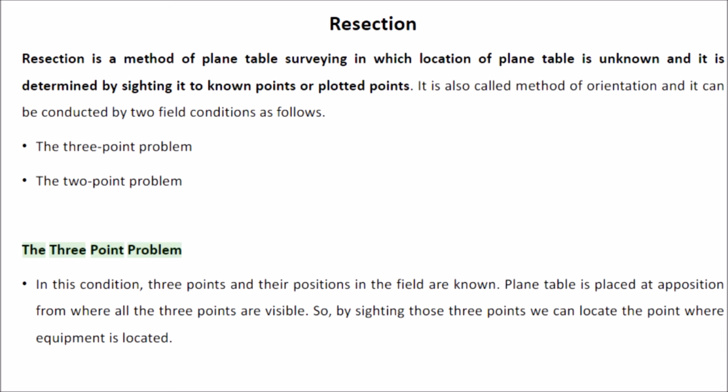The 3-point problem. In this condition, 3 points and their positions in the field are known. The plane table is placed at a position from where all the 3 points are visible. So, by sighting those 3 points we can locate the point where the equipment is located.